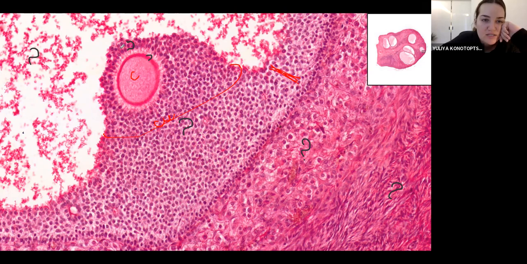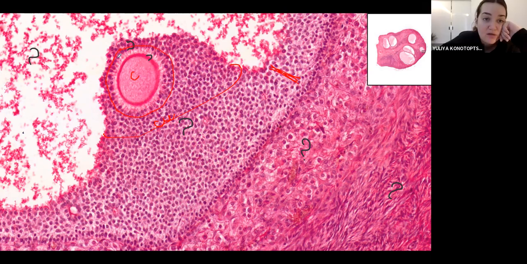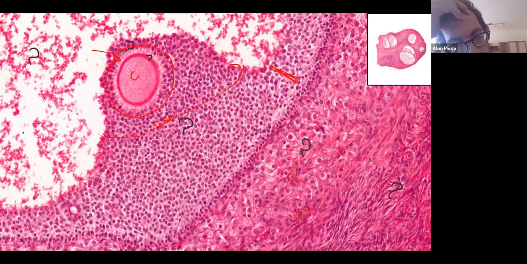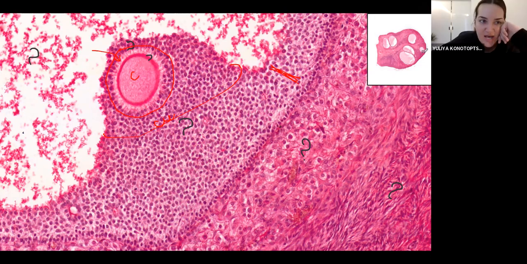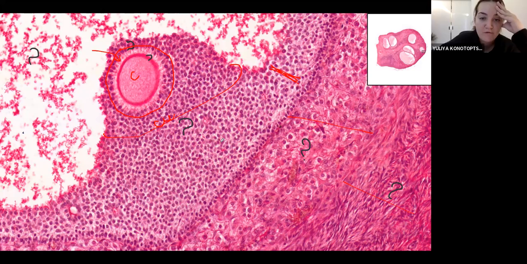What could this become after ovulation? Corona radiata. So if I point here and tell you this is corona radiata, correct? No, because your follicle is intact. Only after ovulation would you point somewhere there and say that this is the corona radiata. What is this? Thicker internal. Theca interna, very good. And what is this? Thicker external. Theca externa. Here we have granulosa cells, right?